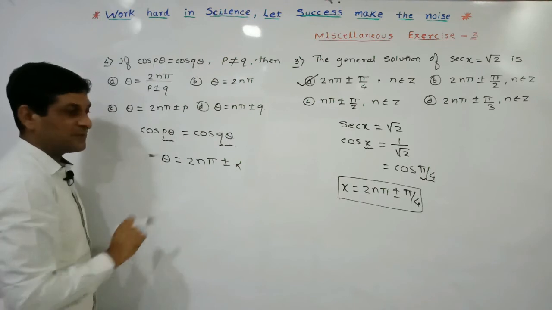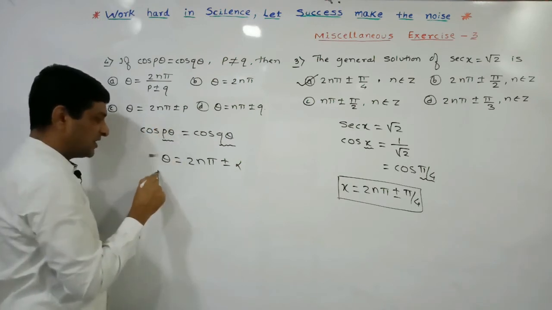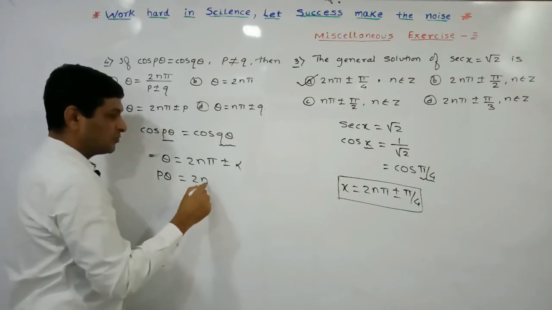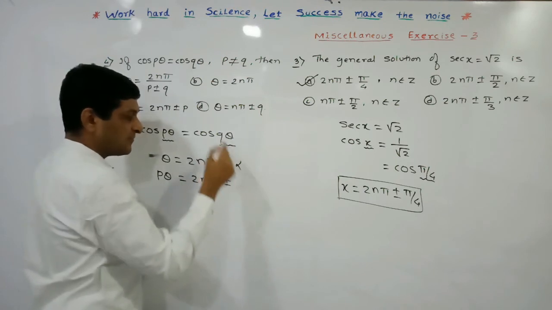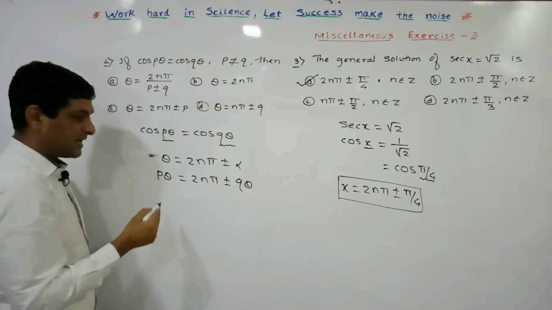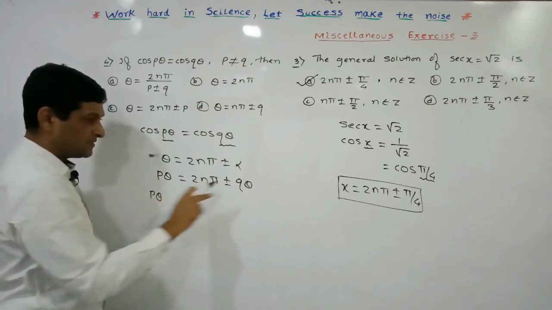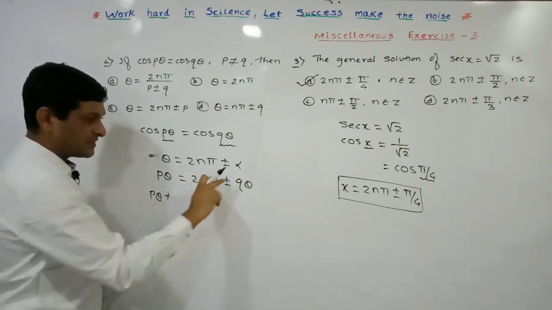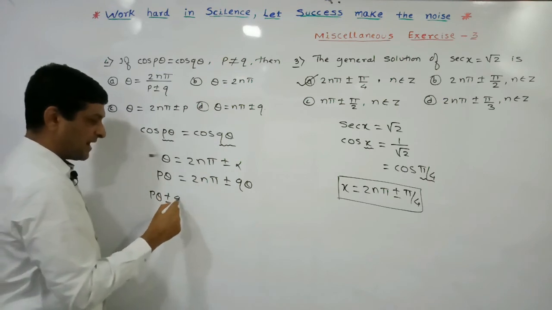Just we are substituting the value of theta. Here theta is p theta, so p theta is equal to 2n pi plus or minus alpha. Alpha is q theta here. Now collect the terms of theta here. P theta, keep it as it is. This minus term on this side will become plus and this plus term on this side will become minus.